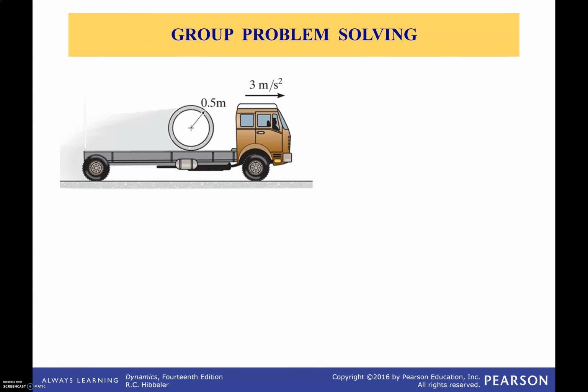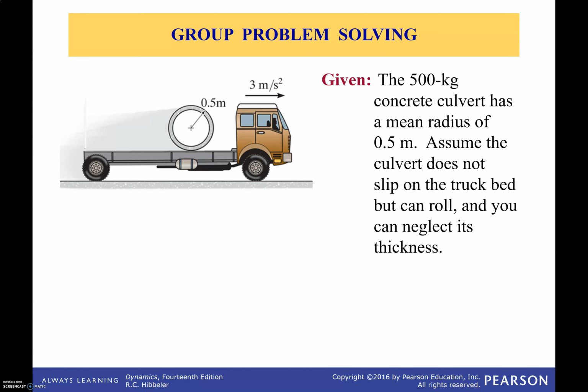Here we have a truck that is accelerating at 3 meters per second squared. And then there is this tin here that is 500 kg, right? And it has a radius of half a meter. And there's no slip in here, so you don't need to make any assumption. They're already telling you this.